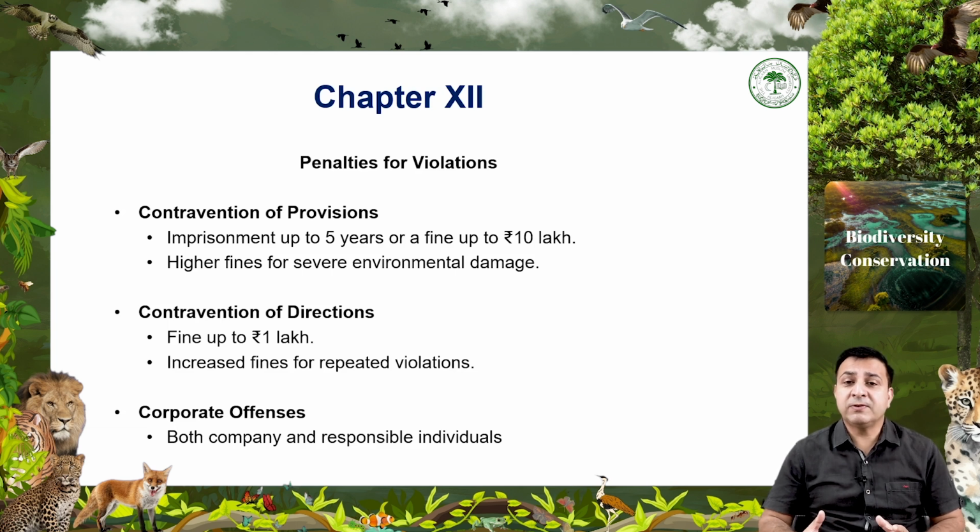So, what are the penalties for the violation of directions? These things are also discussed. Violating any directions or orders issued by the central or state governments or the National Biodiversity Authority or the State Biodiversity Boards may incur a fine up to 1 lakh rupees, with an increased fine for repeated or continuous offences.